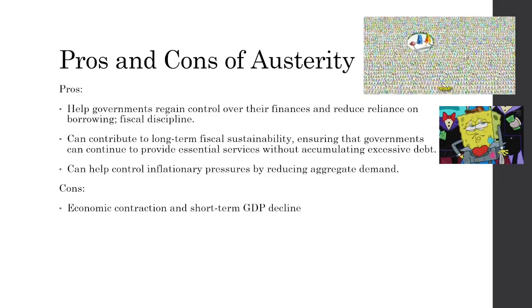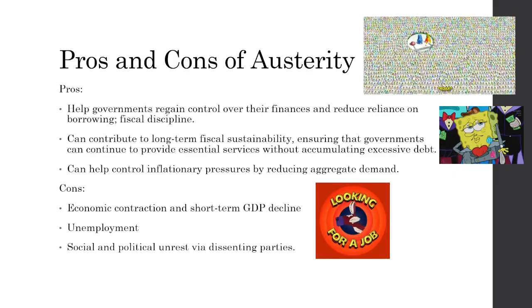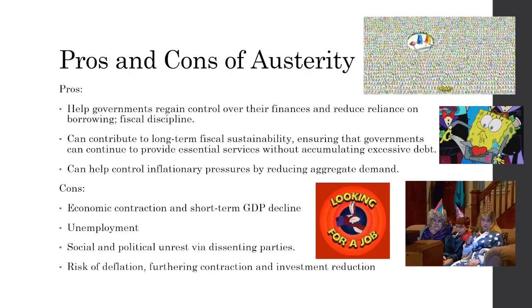Now, what are the cons? The cons include economic contraction and a short-term GDP decline. In the long term, this is supposed to actually help the economy, but in the short term, it could lead to a smaller economy size, which is called economic contraction. It can also lead to unemployment and social and political unrest via dissenting opinions. It can also cause deflation, which can lead to further economic contraction and the reduction of investment.